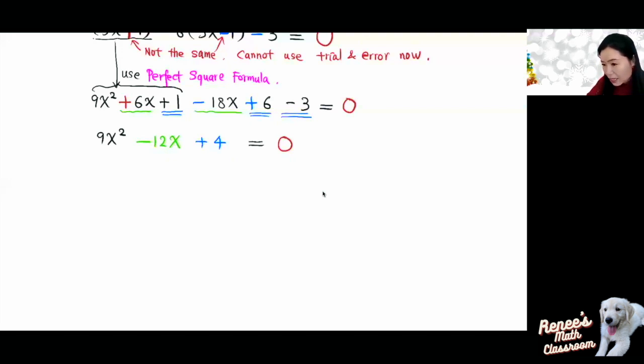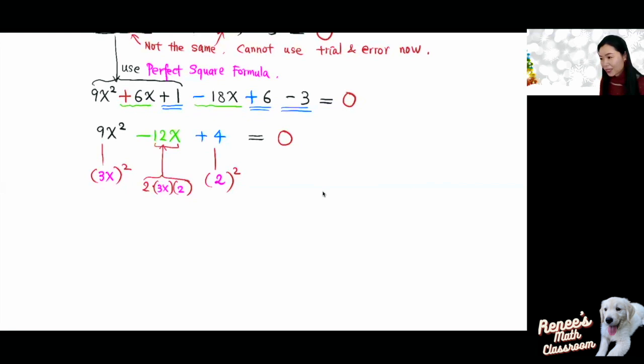Because I noticed that the first term here is a square, and I also noticed the last term here is a square. So I'm hopeful that it might be a perfect square. Let's check this out. This is the square of 3x. This is the square of 2, and then we check the middle. So we have 2 times the base of this and the base of that, right? So 2 times 3x times 2. Well, it turned out to be exactly this 12x over here. So indeed, this is a perfect square trinomial.